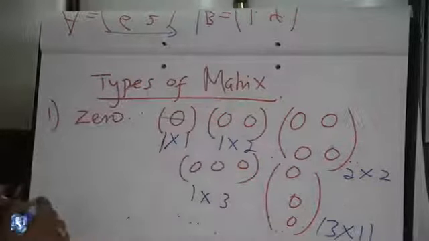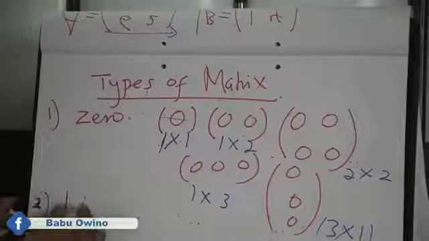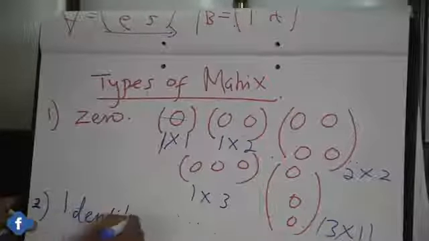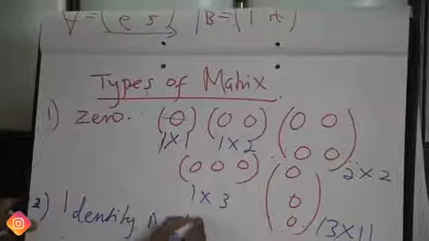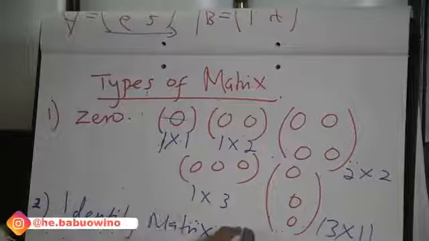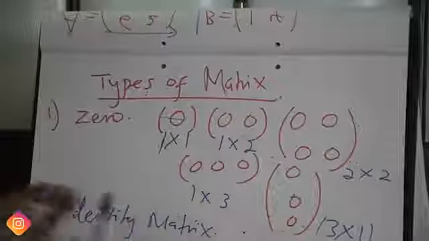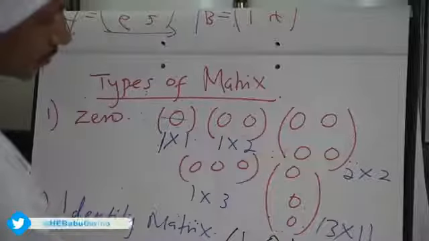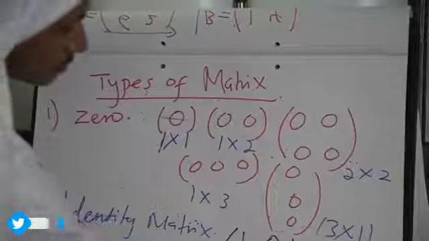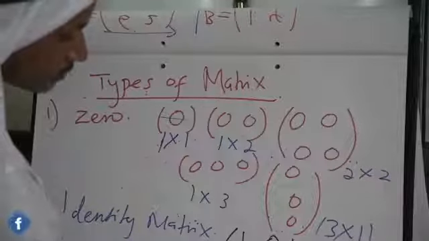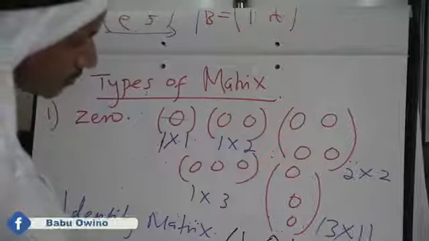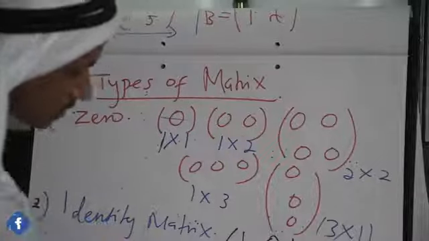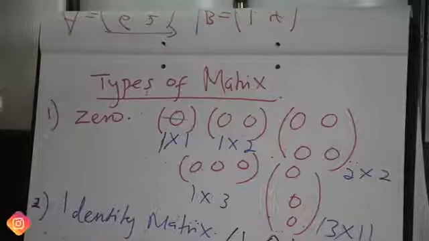The second one, we have the identity matrix. The identity matrix is represented by 1, 0, 0, 1, or, let me just get a space for this, 1, 1, 1.